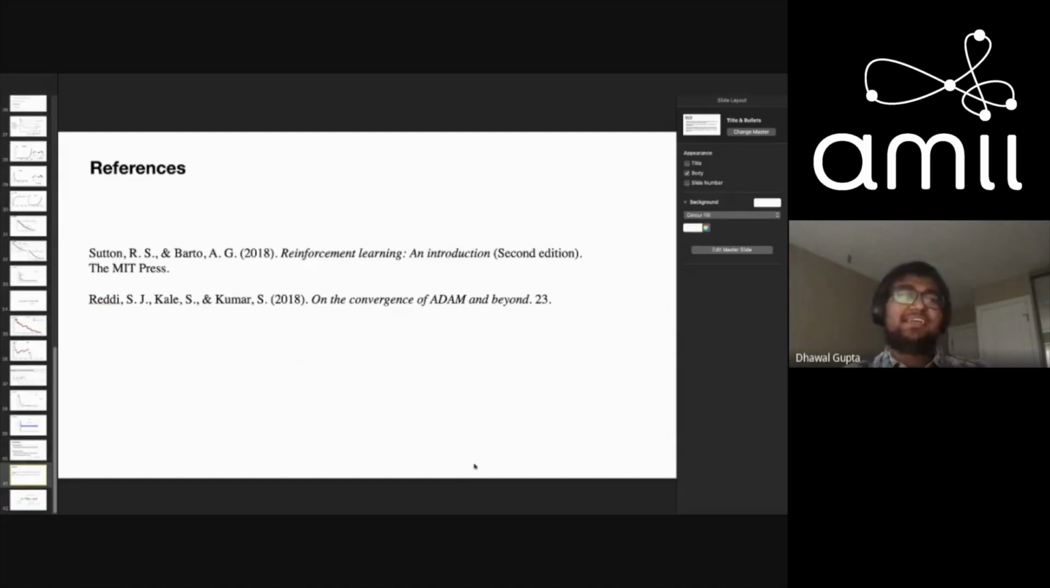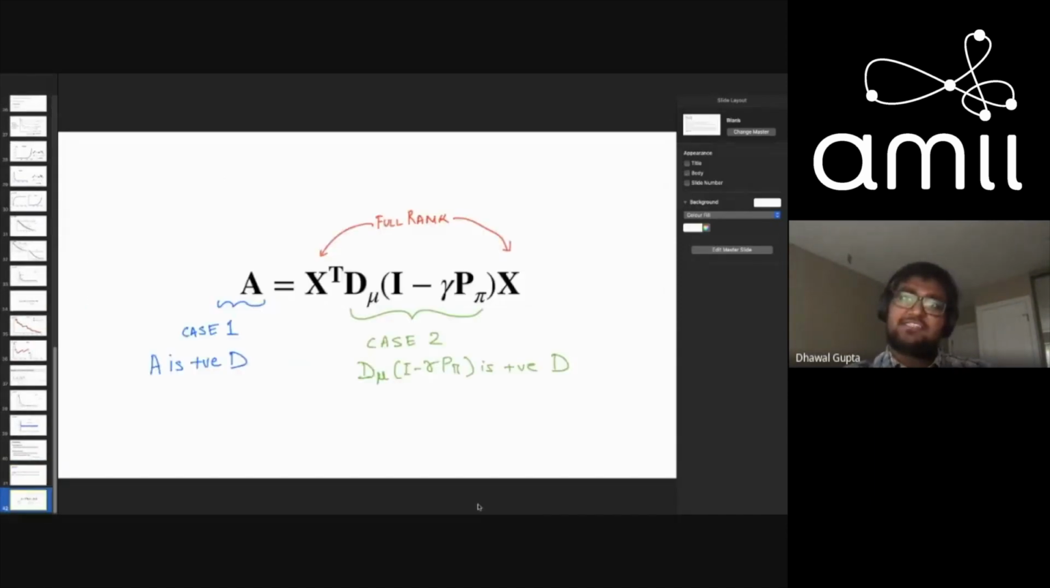Yeah, and for the empirical case, I was considering two kinds of cases: one where I make A a positive definite matrix, and in the second case, I only constrain this part to be positive definite.